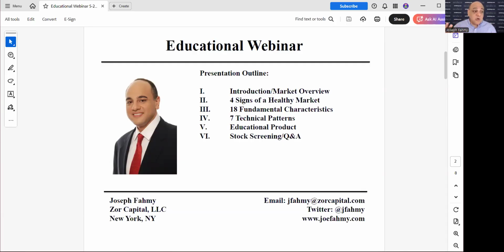I'm going to go through a lot of these different characteristics. For example, there are 4 signs of a healthy market, and I'll review one of them. There are 18 fundamental characteristics, and I'll review a few of those as well. And there are 7 major technical patterns, and I'll go through one of them as well, just to give you a flavor of some of the education that I do. Then I'll show you how to build a stock screen based on this information, and also take some questions from the audience.